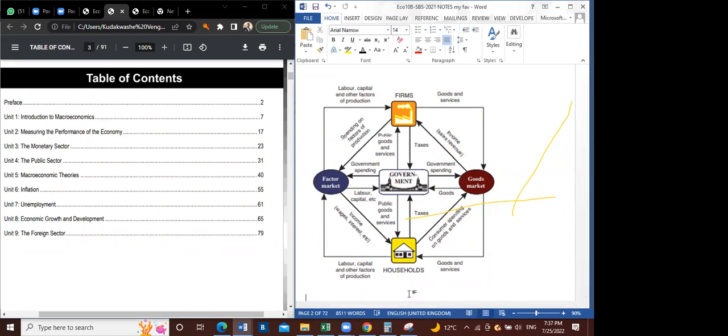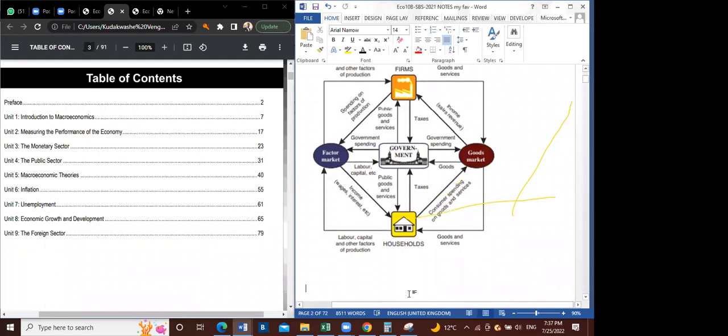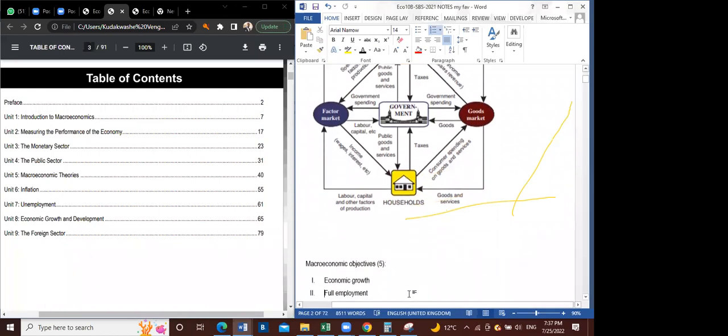That's why we have economic growth. That is why we have unemployment or full employment. That is why we have price stability, which measures inflation. That is why we have external stability, which also measures the interaction of the local economy with external economies, and equitable distribution of income and wealth, which basically measures the distribution of wealth within the same economy.